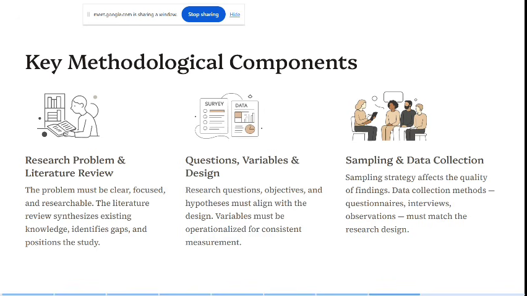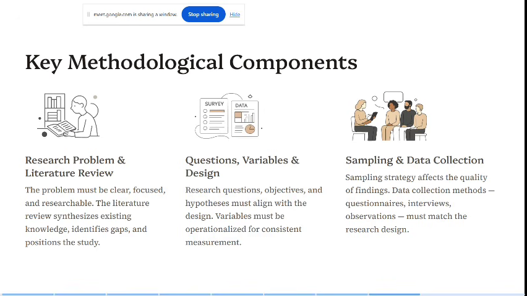Key methodological components: research problems and literature review. The problem must be clear, focused, and also researchable. Because I said that before, we need to narrow down the topic we just choose. Okay, we choose a topic for our research. We should narrow down that clearly. Okay, we should make clear what we want, what should be conducted, and why we need to do that, or what will be the benefit of this.